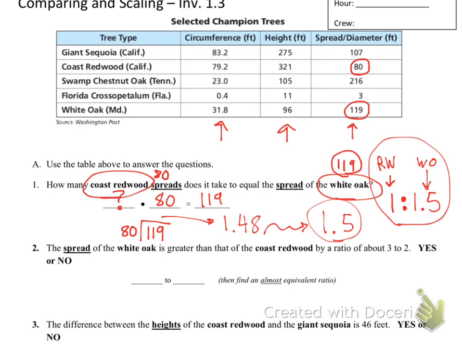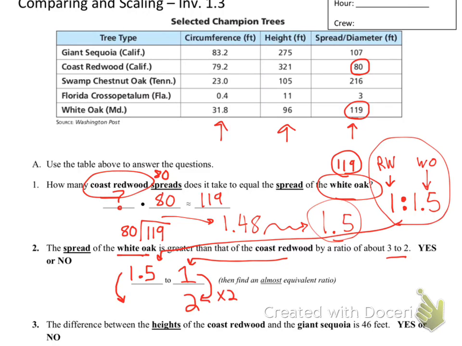Okay? The spread of the white oak is greater than the coast redwood by a ratio of 3 to 2. Well, I have to prove if that's true or not. To prove if that's true, I'm going to go back to that ratio. And what I get is, if I had the white oak come first, reverse that, I get 1.5, and I get the coast redwood is 1. Well, I need to make that so that it's equal to 3 to 2. So I'm going to make this go into 2. So what do I do? Well, I would have to double to go from 1 to 2.